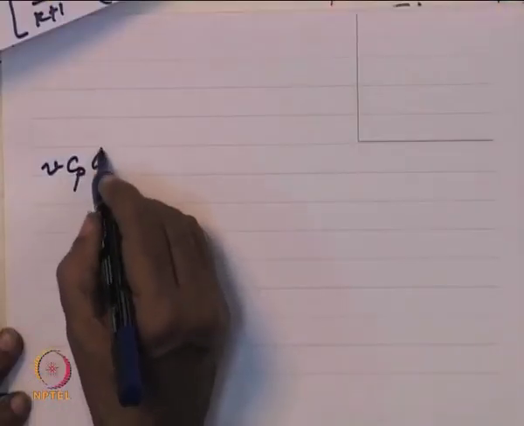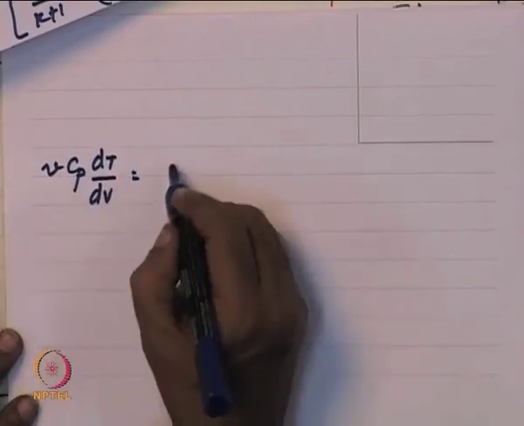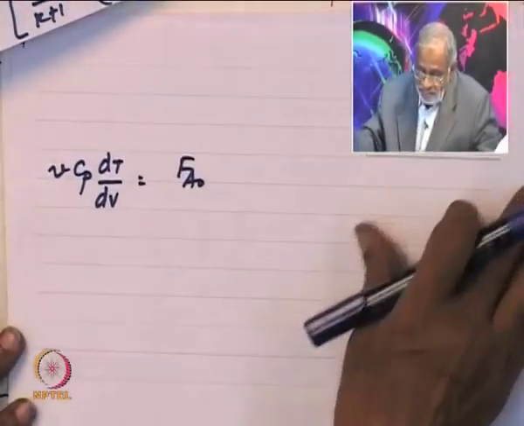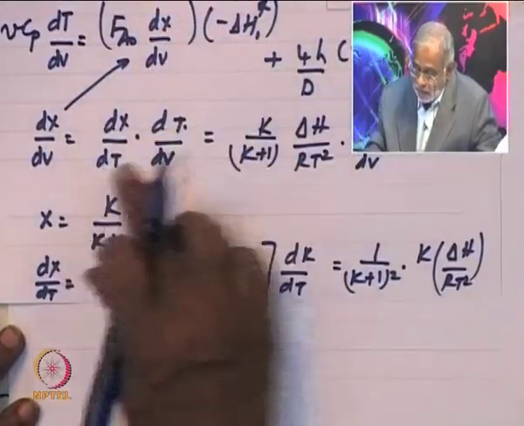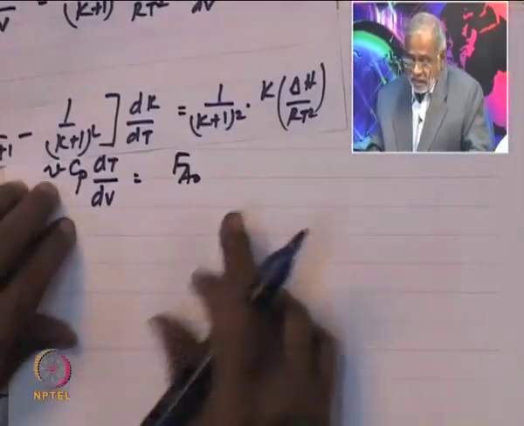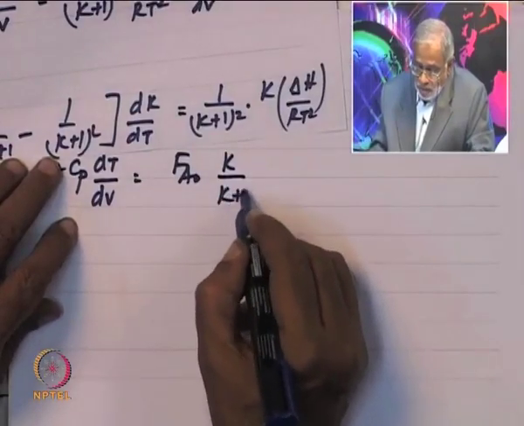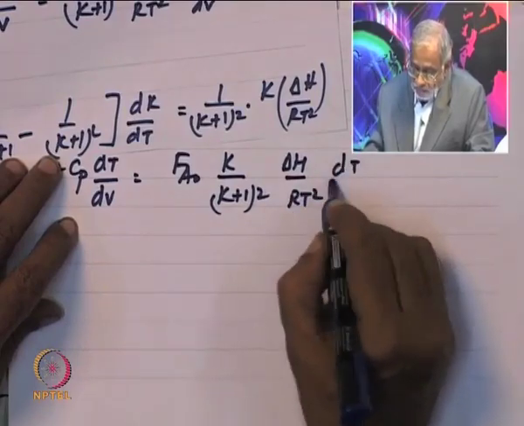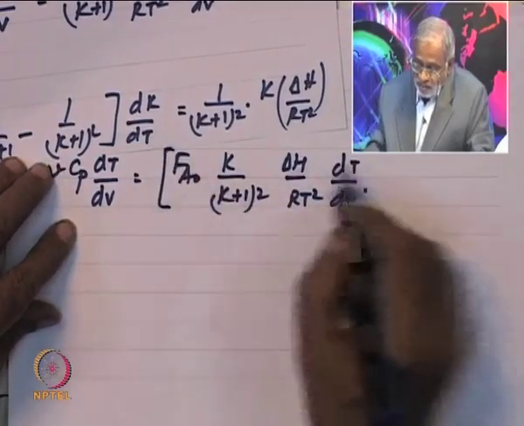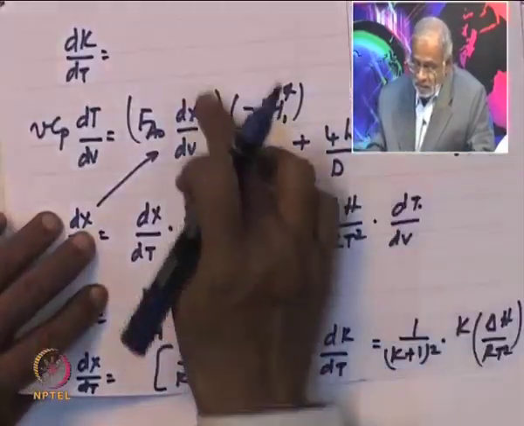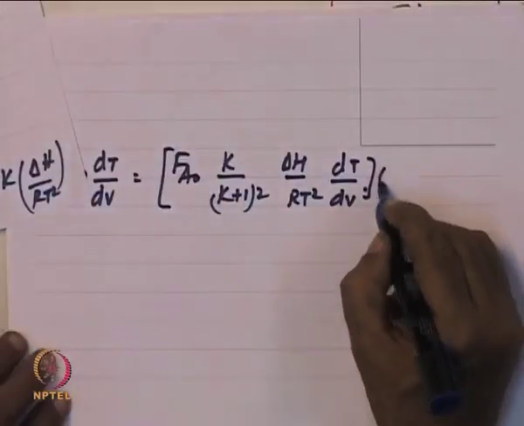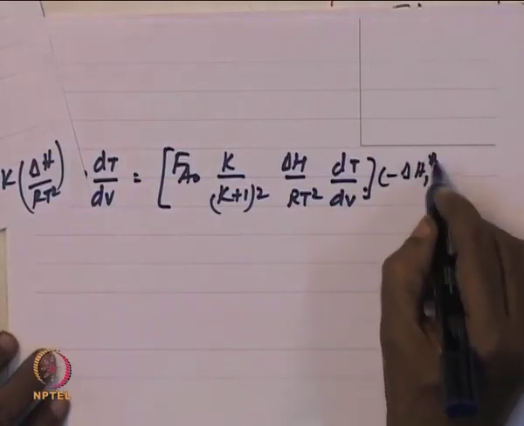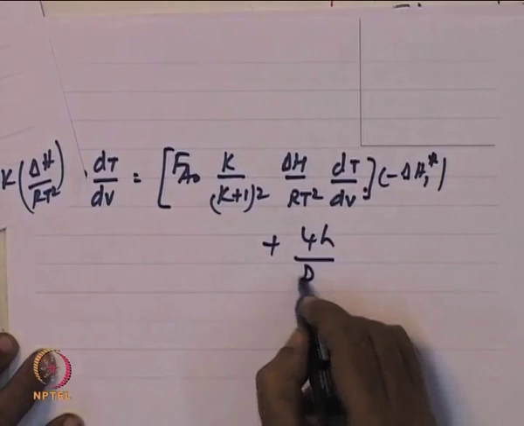Let me just do this, it will not take too long. So, I have this energy balance equation: dT/dV equal to F A0 times dx/dV, and this dx/dV term I am writing from here, which is k divided by k plus 1 whole squared, delta H by R T squared, dT/dV. Okay, that is the first term. I multiply by delta H, so I will multiply by minus delta H1 star, then plus 4H by dT c minus T.